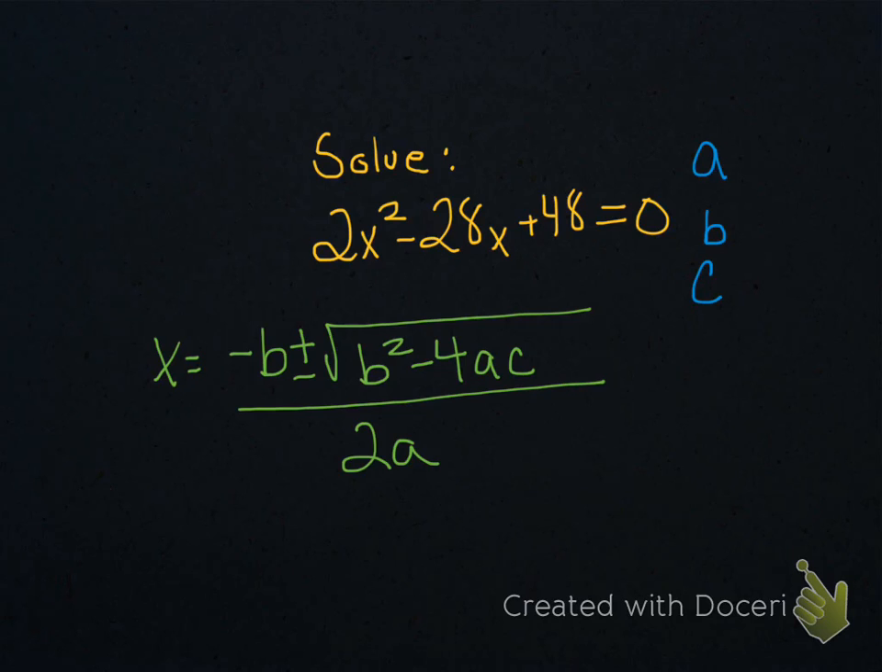Now, notice everybody is on one side, 0 on the other. That means I'm in good form to identify who the a, b, and c are. The a is 2. The b is a negative 28, and the c is 48. You might be saying, my goodness, these are big numbers. I don't really want to work with these numbers without a calculator. So, fine, let's not work with these.